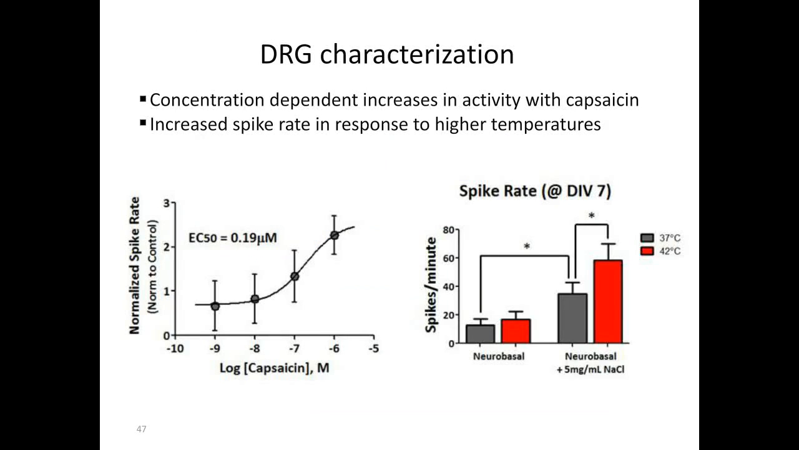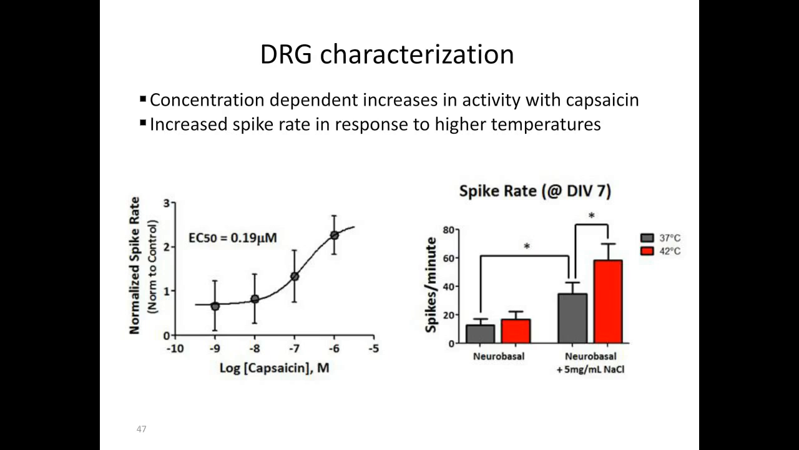And then, for the next few slides, we decided to do a whole lot of pharmacology to really profile these embryonic rat DRGs on the MEA system, to see what channels are involved in the spontaneous activity, what channels can be targeted, and how we can increase this activity. And you can see here, using the TRPV1 agonist capsaicin, that we do have a nice dose response: increasing doses of capsaicin lead to increasing spike rates. On the right-hand side, this is comparing straight Neurobasal media versus the spiked Neurobasal media with sodium chloride, and comparing the two gray bars there at 37 degrees Celsius, physiological temperature, there is that increase in activity.